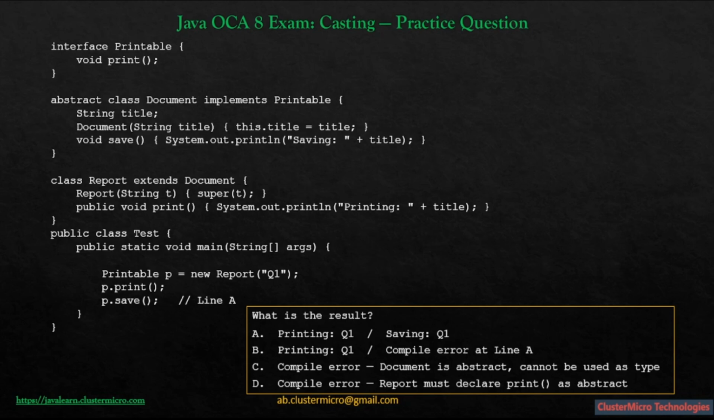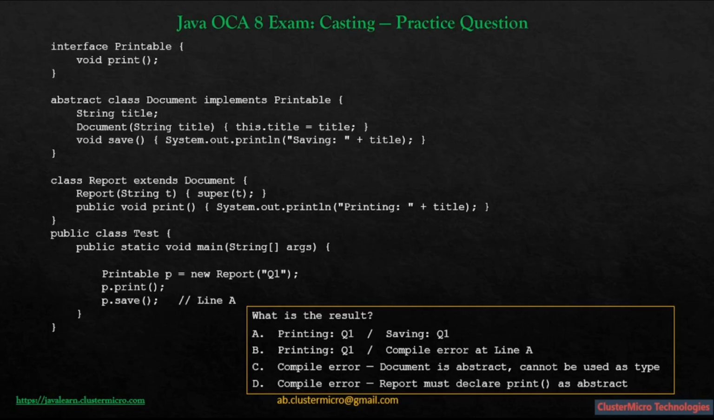Okay, so we see that Printable p = new Report, and the reference type is Printable. The actual object is a Report, so that's valid. Report implements Printable through its chain, so a Report is a Printable, upcasting to this interface type. So we see p.print. The compiler checks, does Printable have a print method? Yes, it is the one abstract method of the interface. This call is allowed. At runtime also, the actual object is a Report, and Report has overridden print. So dynamic dispatch runs Report's print, output is printing Q1.